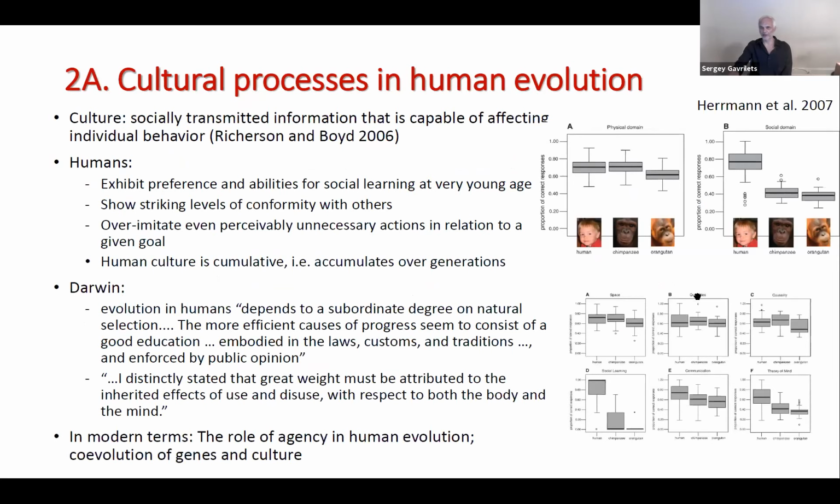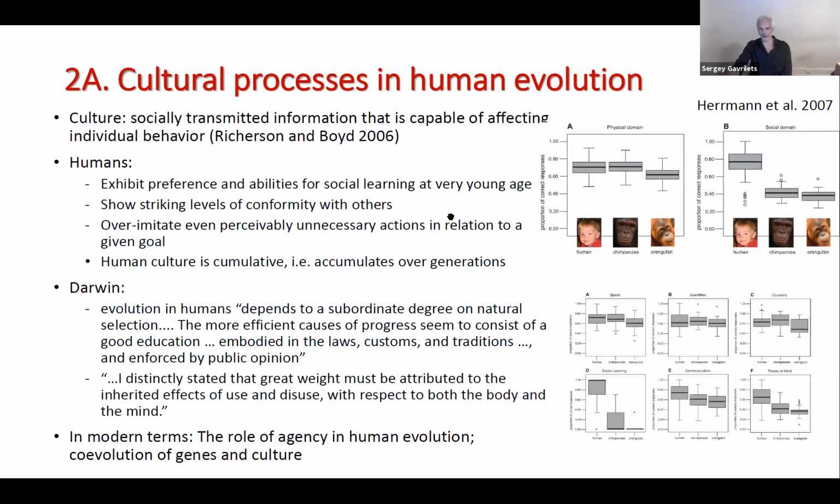Here I have several graphs from a very interesting and classical paper by Herrmann and co-authors. What they did was put human kids, on average 2.5 years old, and chimpanzees and orangutans, who were of an age but much older, through a series of cognitive tests. And what we saw is that the characteristics were pretty similar as far as solving problems concerning space, quantities, or causality, but the biggest difference was observed in the ability to learn socially. There were some differences in theory of mind and also in communication. But social learning, here on the vertical axis is the proportion of correct answers on different tests. So this ability and preference for social learning is indeed unique and it shows up very early.